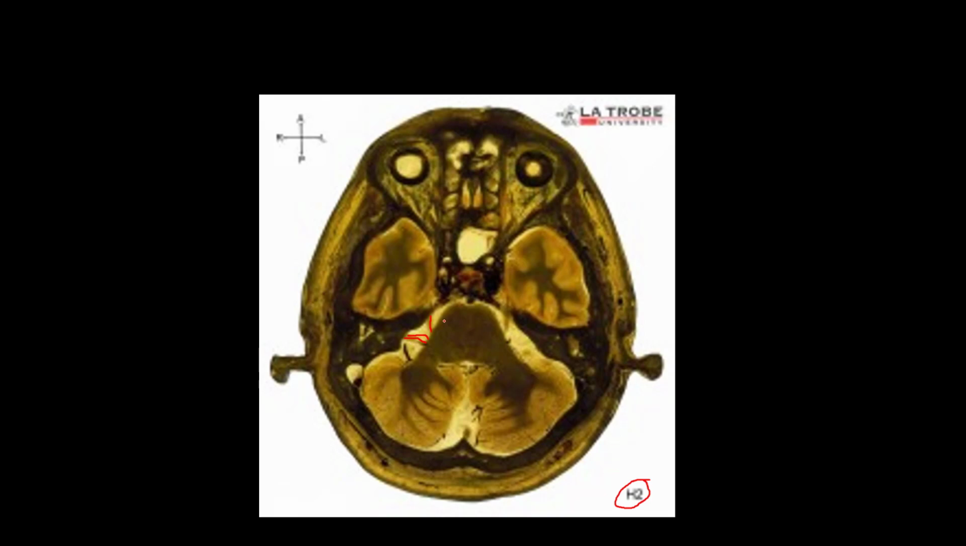The other thing that you can see here is the trigeminal nerve that is emerging. So the part of the brainstem that you're actually looking at in this region is basically the pons.